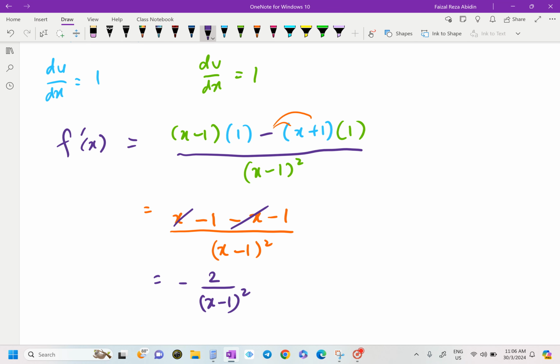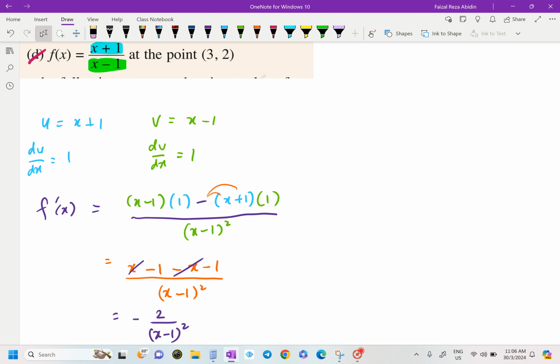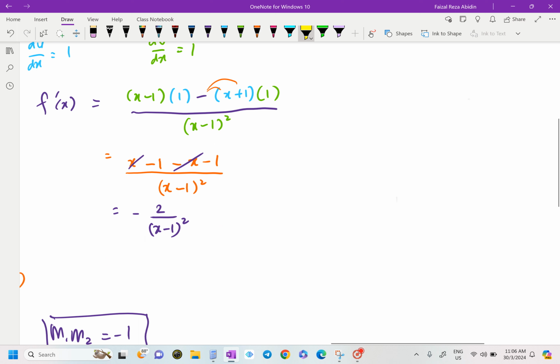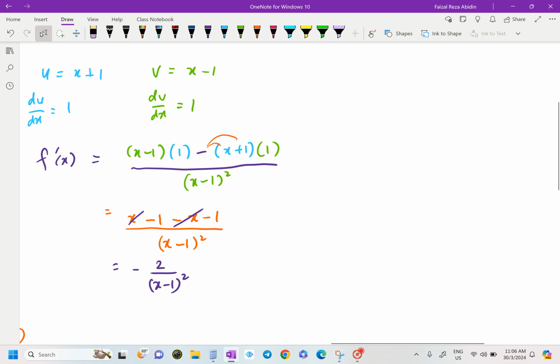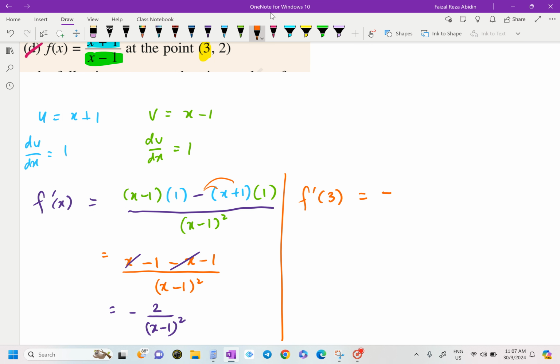So what we have for our point over here, when x equals 3, we are going to have x equals 3. So what I'm going to do over here is substitute for our value of x here with 3. By using the first differentiation that we got just now, I'm going to get negative 2 over 3 minus 1 squared. So 3 minus 1 is 2, squared is 4, so negative 1 over 2.